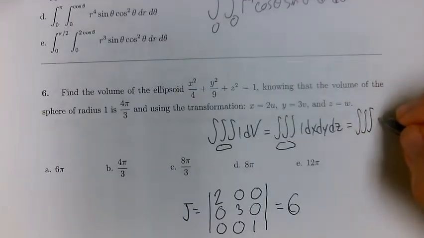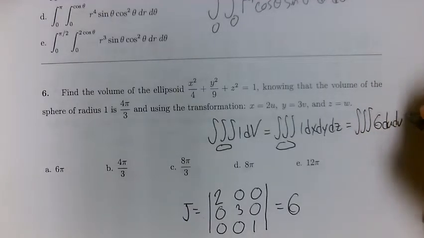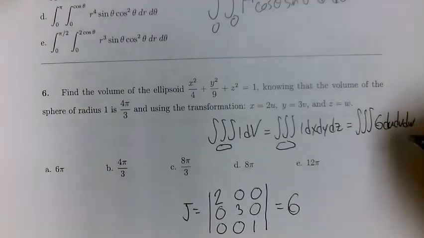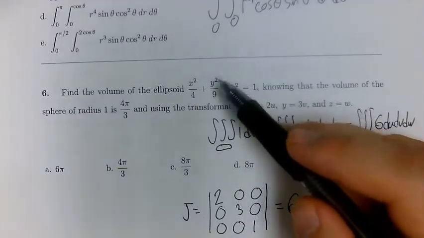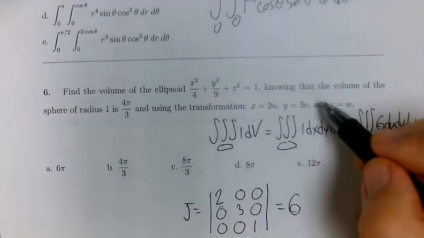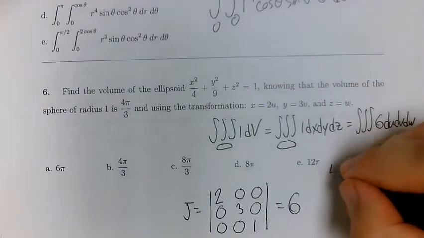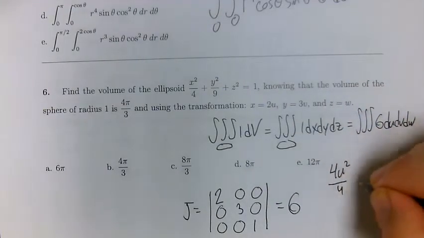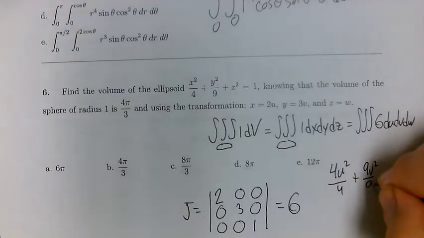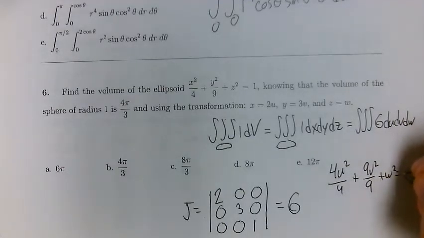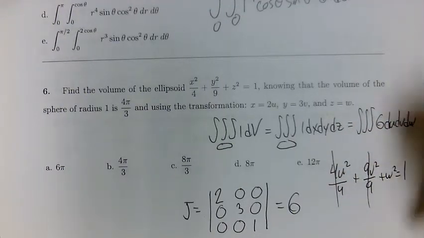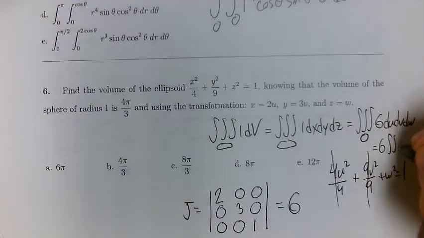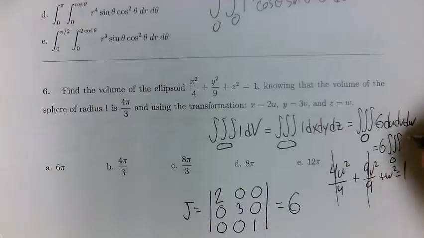So this integral right here ends up being the triple integral of 6 du dv dw over uvw space, the version of this region in uvw space. Well, what does this look like in that space? We substitute in the transformations here. So we have 4u squared over 4 plus 9v squared over 9 plus w squared is 1. Now if we cross those out and look at what we have left, this ends up being a sphere. So this ends up being 6 times the volume integral for a sphere.